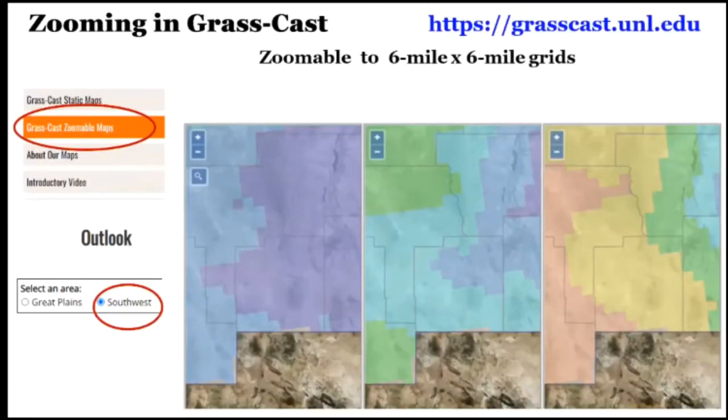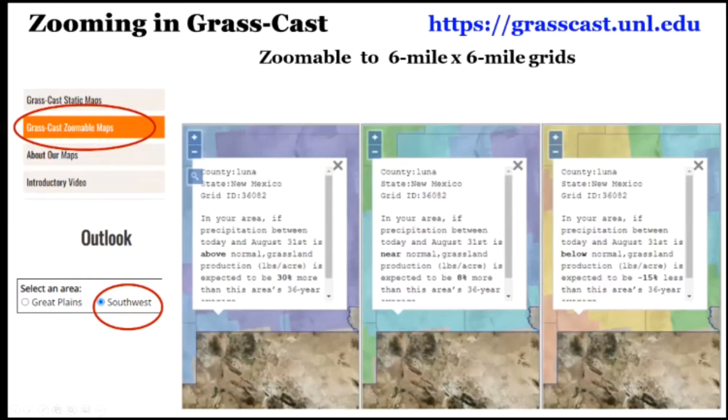Click on the GrassCast zoomable map link on the left-hand side of the menu. Remember to click the Southwest button, otherwise you'll just see the Great Plains map. You can zoom into 6 mile by 6 mile grids. So use the plus or minus signs to zoom in, and then click on the spot that represents the area of your interest. When you do, a pop-up box will come up and it'll tell you what the forecast is for that particular grid cell.